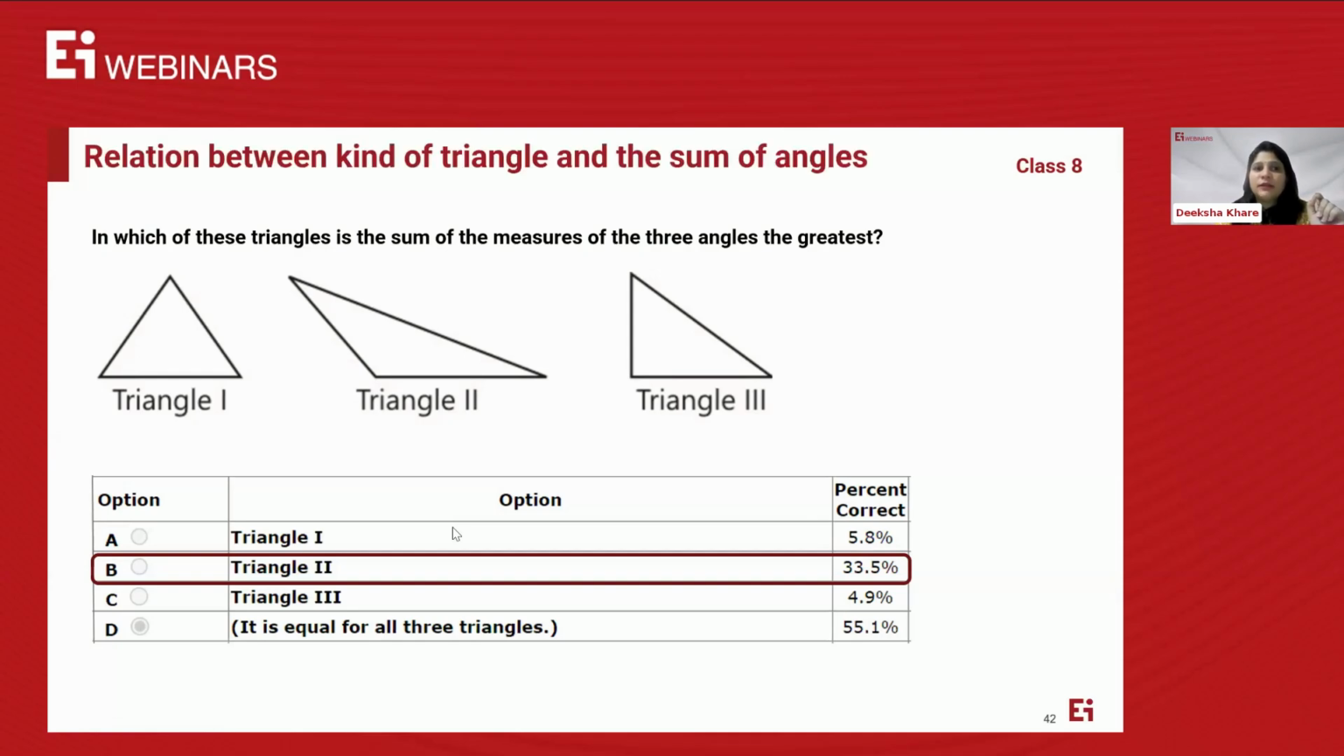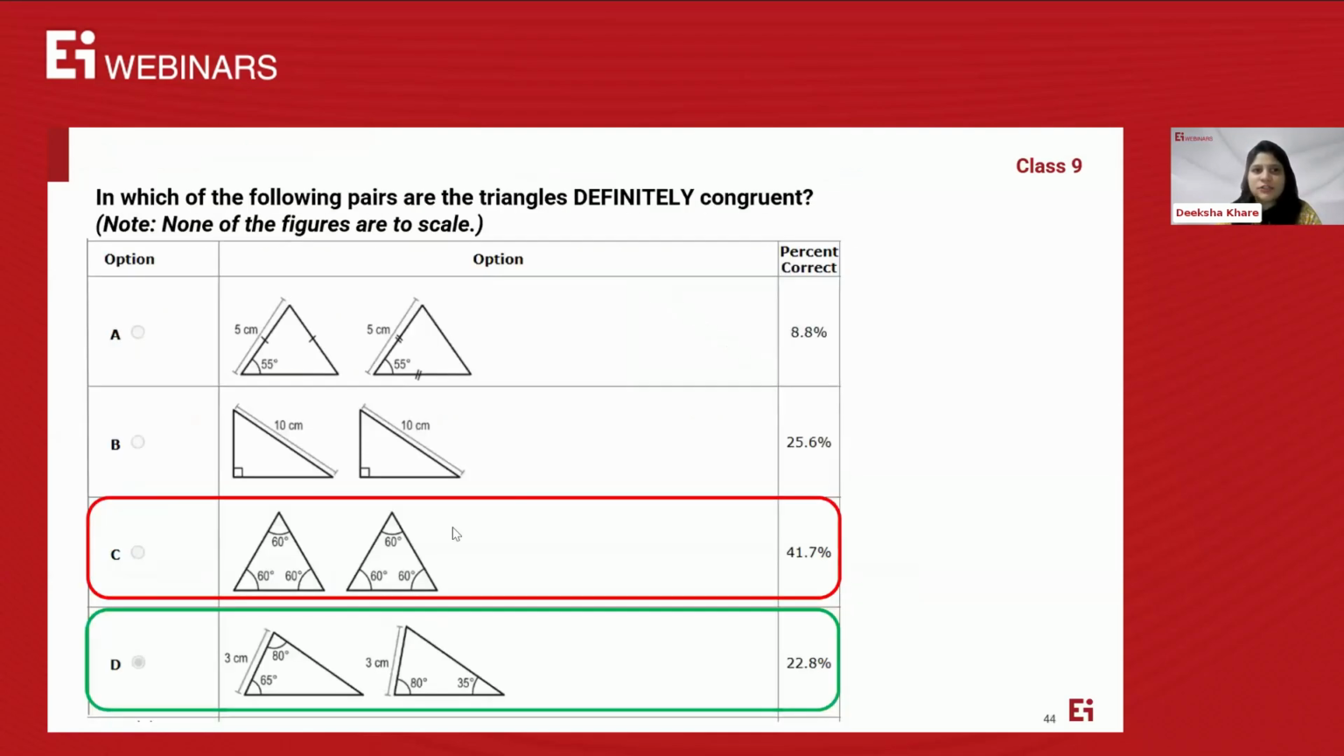Now, what could have been the reason for them going to triangle 2? It has the largest angle among the three. Among the angles, it has the largest angle compared to triangle 1 and 3 because it's an obtuse angle, right? But still, the sum of the three angles will remain the same. This has not trickled down into students' minds. That is why they are committing this kind of mistakes. Moving on to next question.